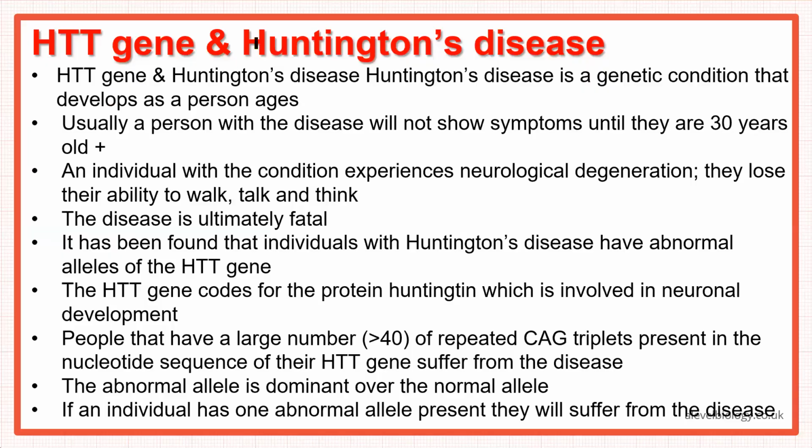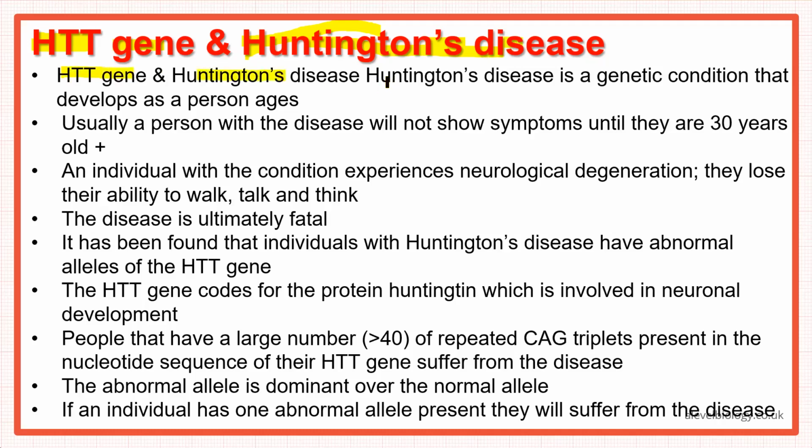So the 4th disease caused by genetic mutation that we have to talk about in our syllabus is Huntington's disease, right? And it is caused by a mutation in the HTT gene. So you're required to actually learn the names, right? And how the disease actually occurs and where the mutation happens. So this HTT gene and Huntington's disease, right?